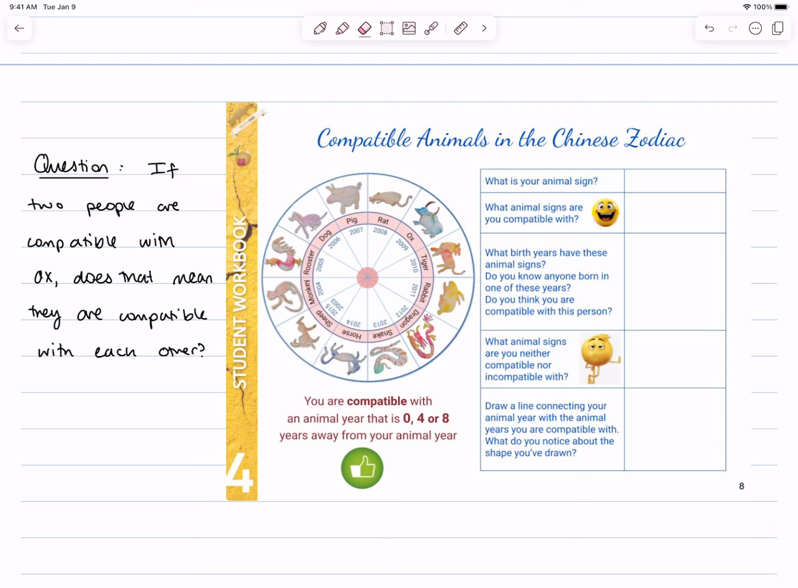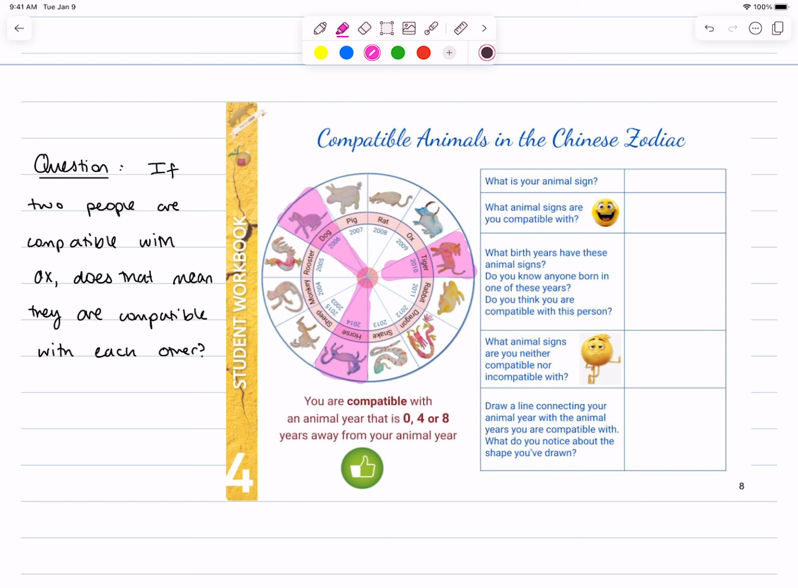And then from there, you could be talking about compatibility. The rule for compatibility is you're compatible with an animal that is 0, 4, or 8 years away from your animal year. So let's do this again with my tiger. Here is my tiger wheel. If I count, 0 years away, well, that's still the tiger again, so I'm compatible with myself. Well, that's good news. And then 4 years away, okay, 1, 2, 3, 4. Looks like I'm good buds with the horses. And then let's do another 4 years. 1, 2, 3, 4. That's 8 years away, and it looks like I'm also a big fan of dogs.